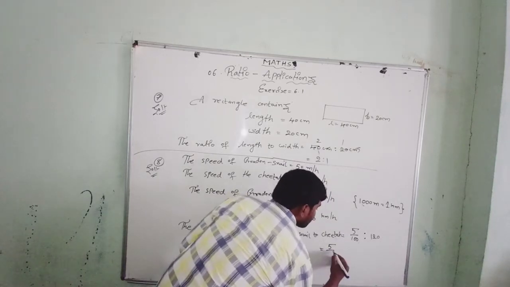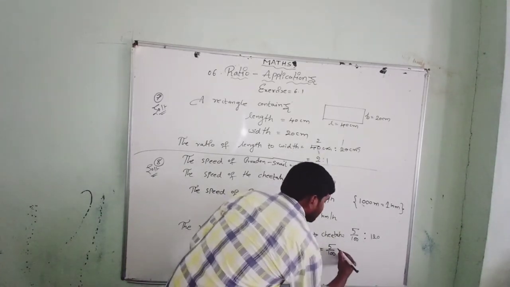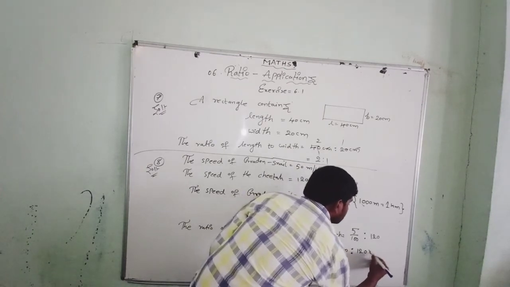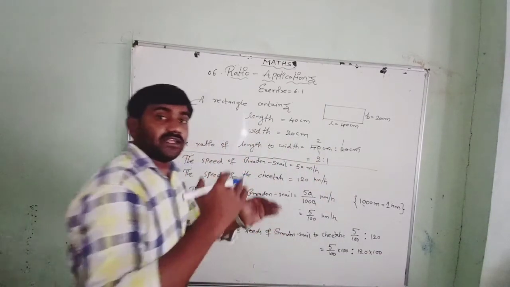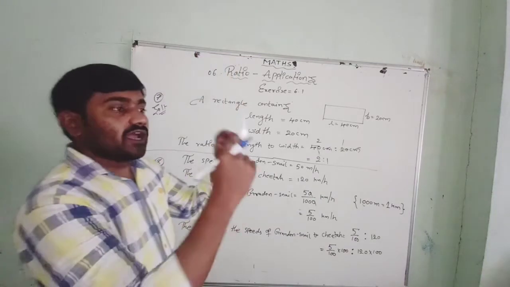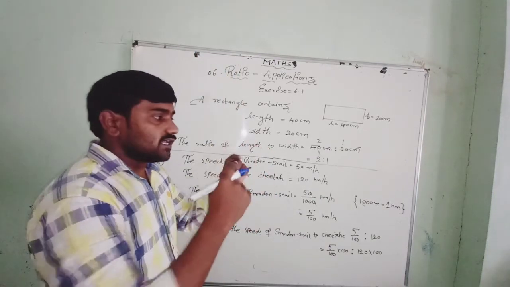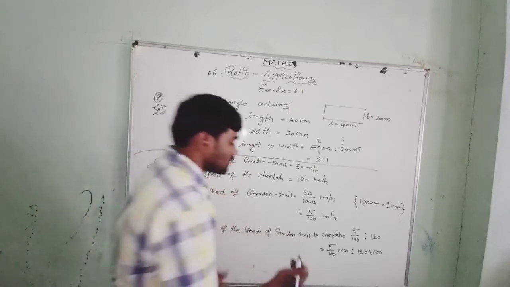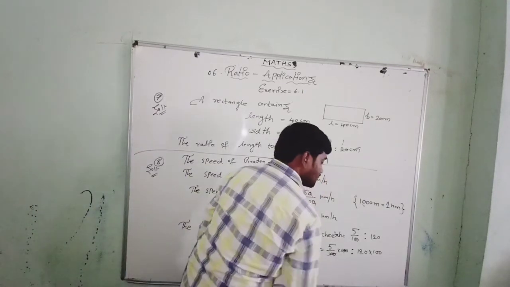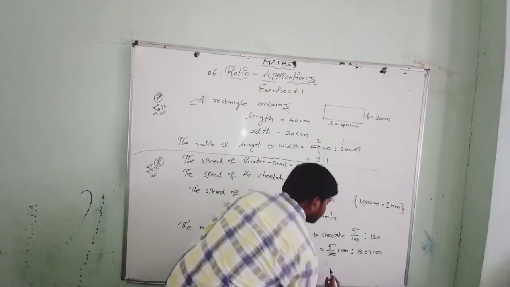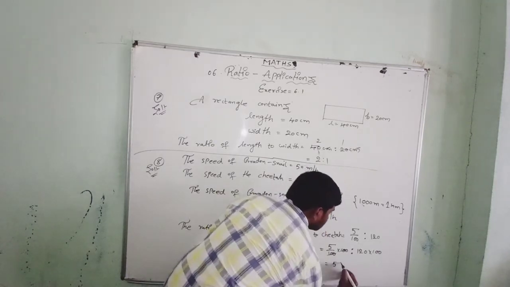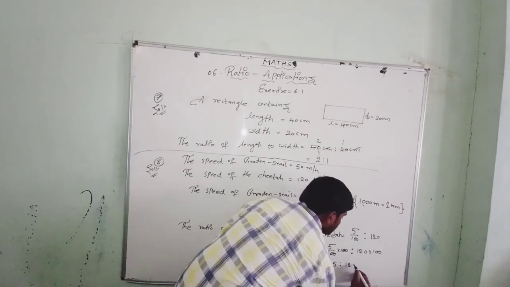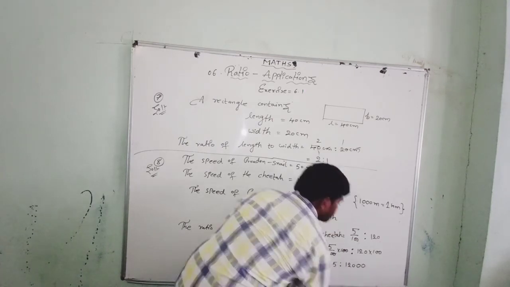In this ratio, the first quantity into 100 is to the second quantity into 100. Increase both by 100 times. If 1 and 2 are there, to increase it we multiply by 100, then 100 and 200 will result. Now this 100 you can cancel. See what will be left? 5 is to 120 into 100, 120 and these 2 zeros.